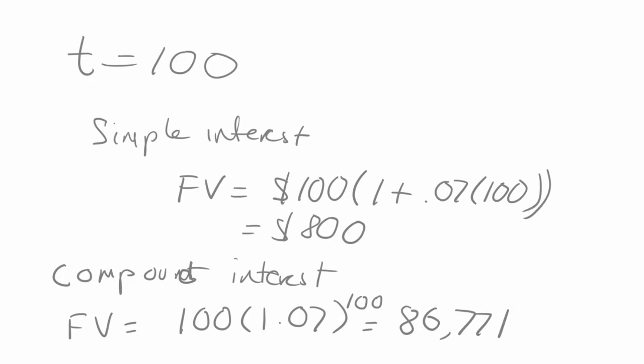So what's the correct formula to use? Do we use the simple interest formula or the compound interest formula? Do we get the 800 or the 86,771? Well, it all depends if we can reinvest the proceeds or not. Unless stated otherwise, I will be assuming that the proceeds can be reinvested.